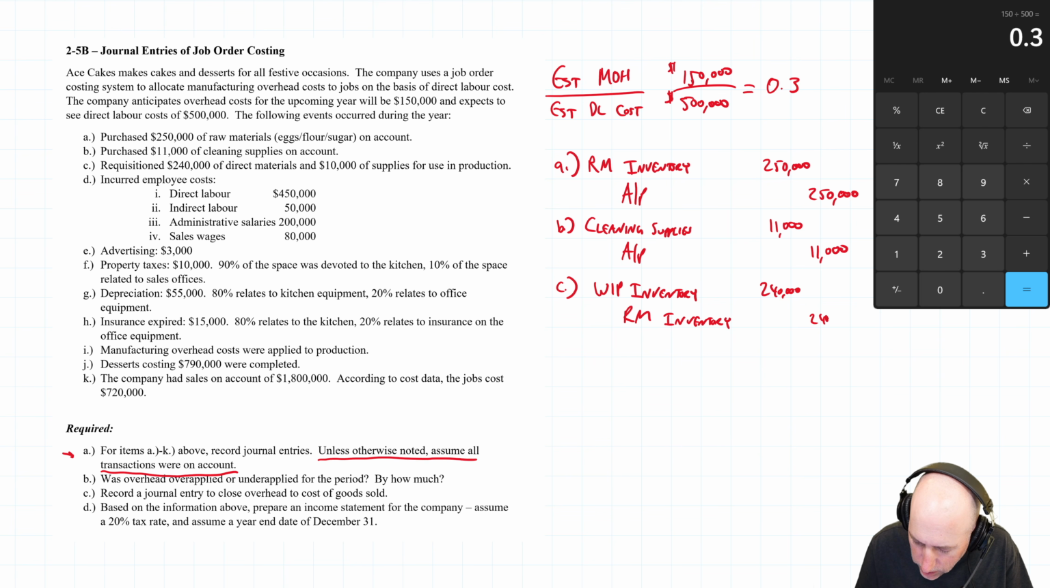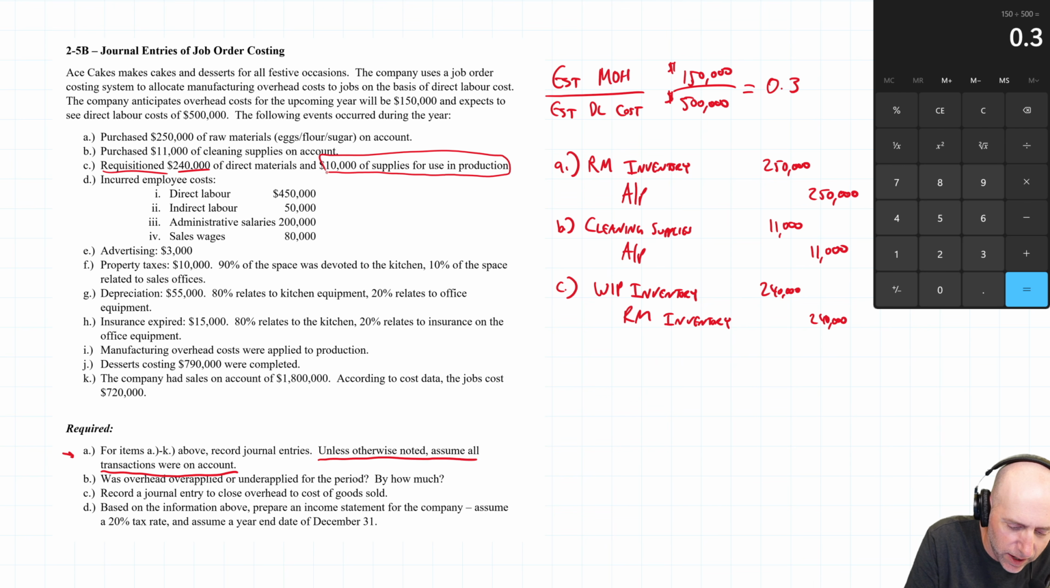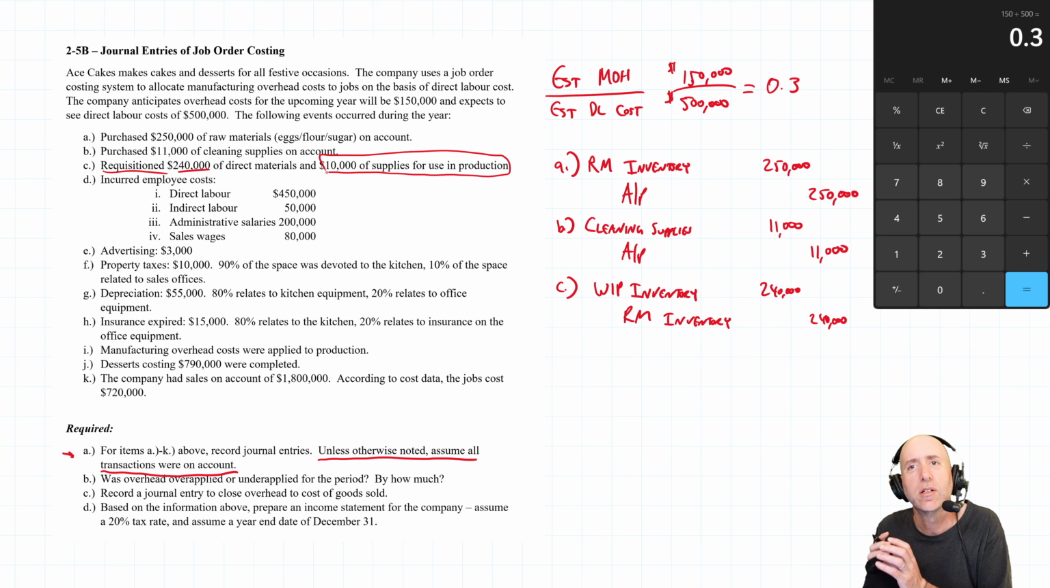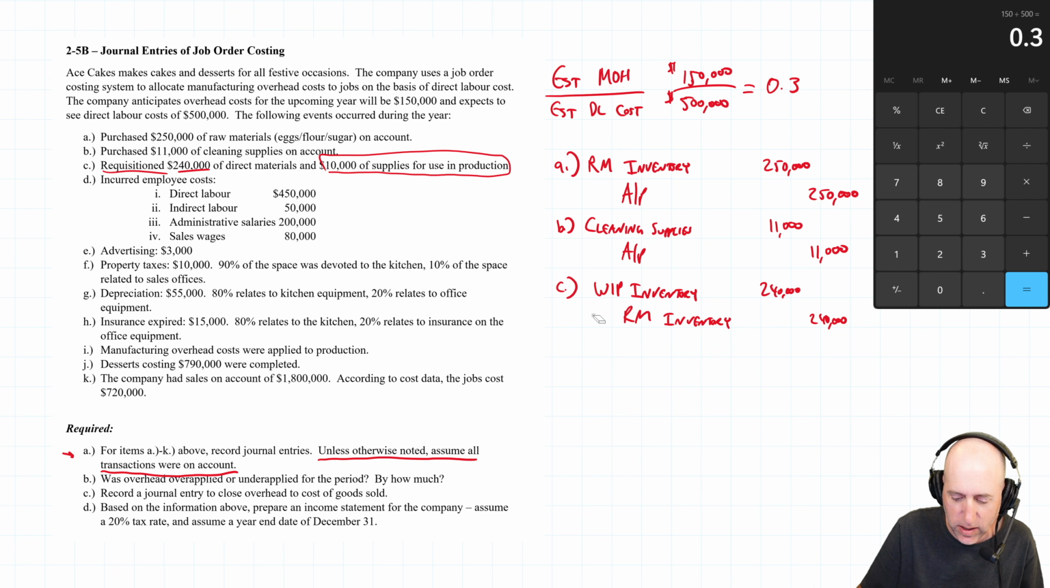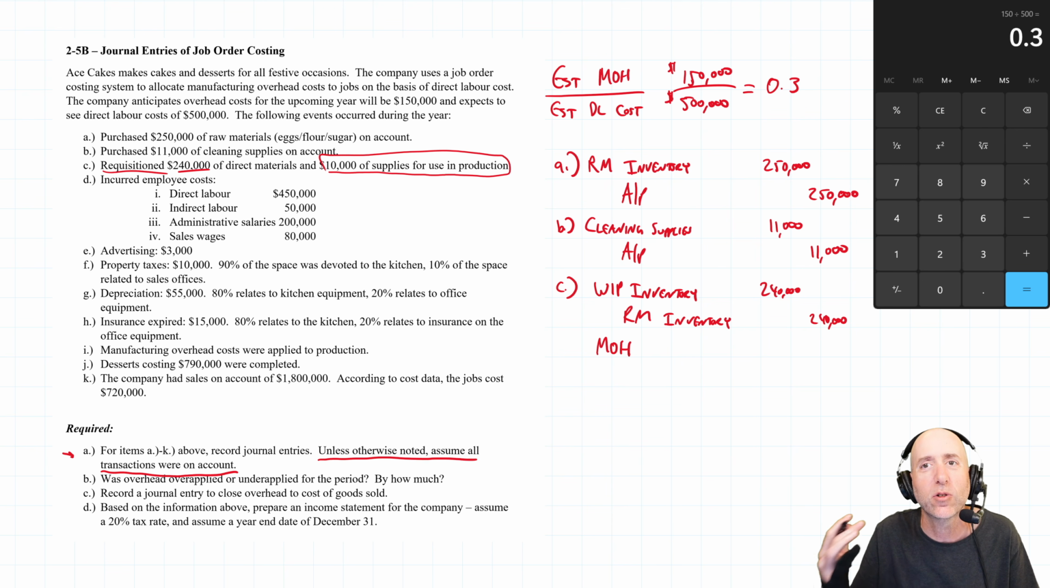for $240,000. But wait, you say, what about the second part of the sentence? We not only requisitioned $240,000 of material, we also requisitioned $10,000 worth of supplies, cleaning supplies. What does that look like? Well, cleaning supplies don't go into the cakes, and therefore they are not a direct material in the cake. The eggs, flour, and sugar, that goes into WIP. Cleaning supplies goes into MOH. They're an indirect factory cost. They are a manufacturing overhead cost. We abbreviate that as MOH.